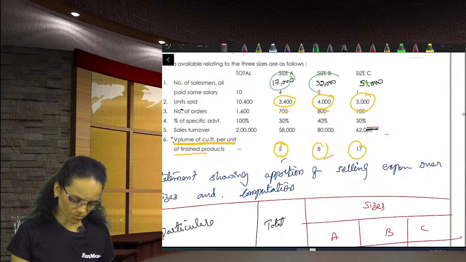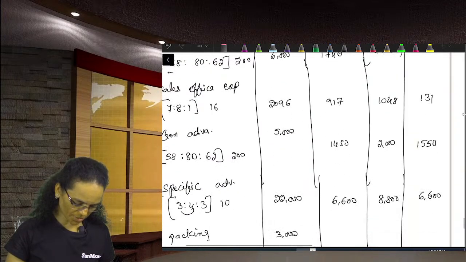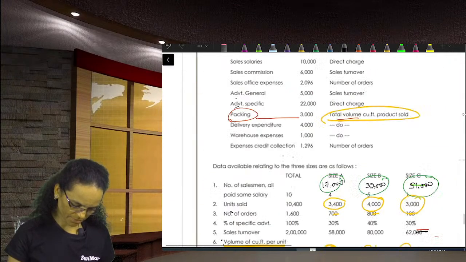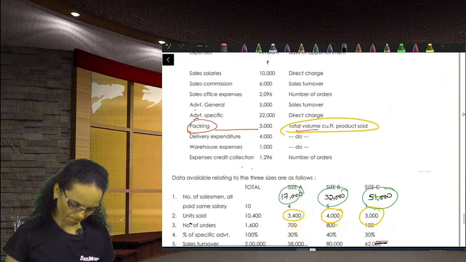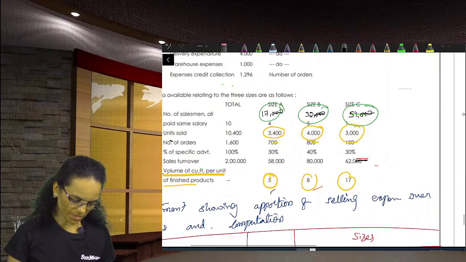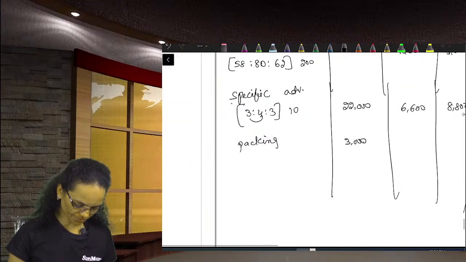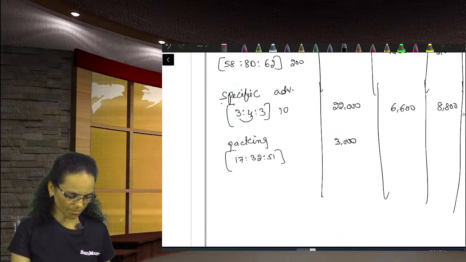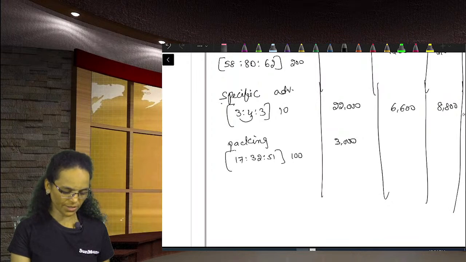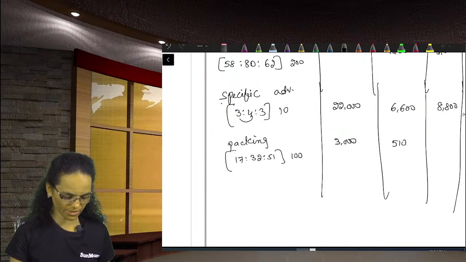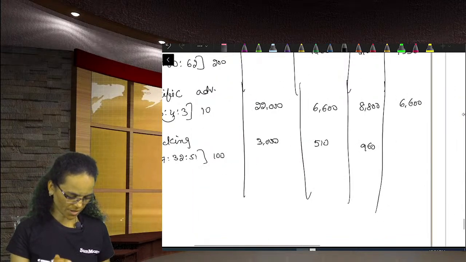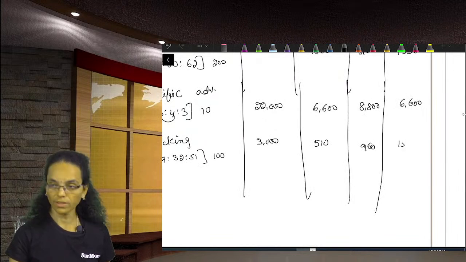In this ratio this amount has to be distributed. Packing, 3 zeros common, 17, 32, 51. 17 plus 32 plus 51 is 100. So 17 divided by 100 into 3000 is 510, divided by 17 into 32 is 960, divided by 32 into 51 is 1530.